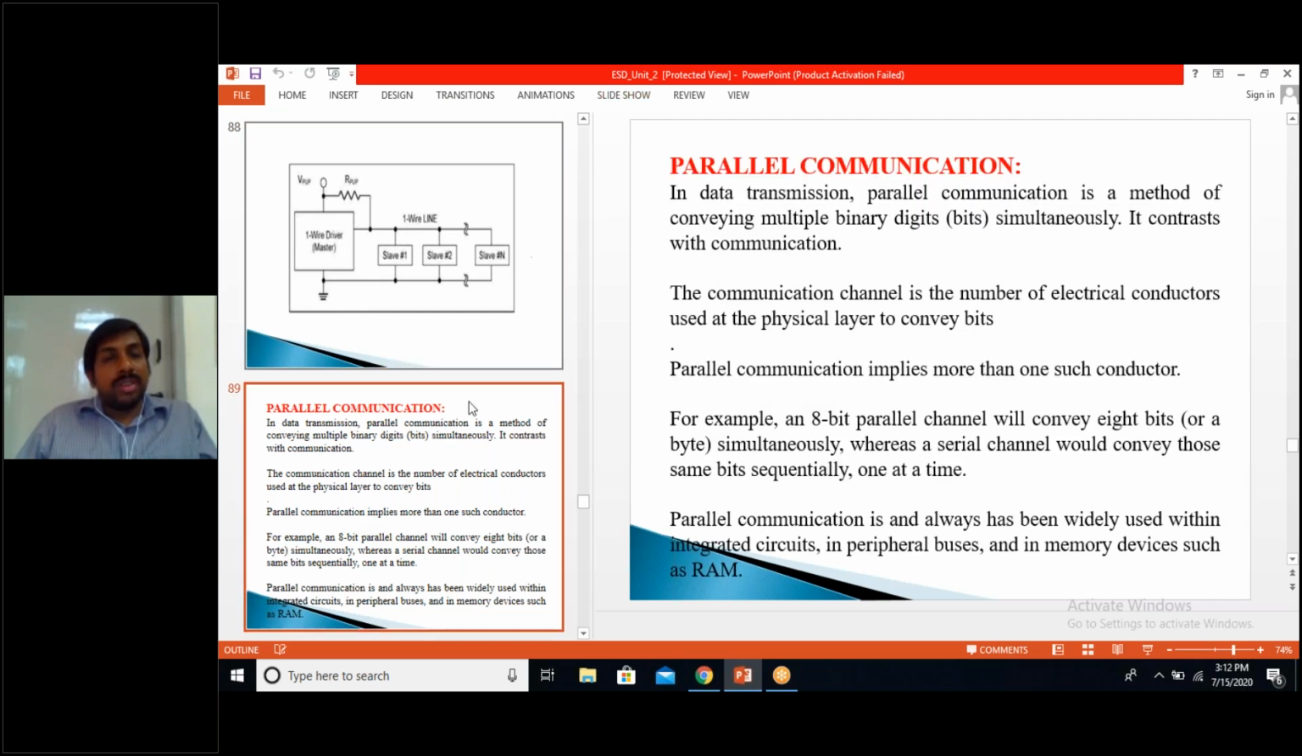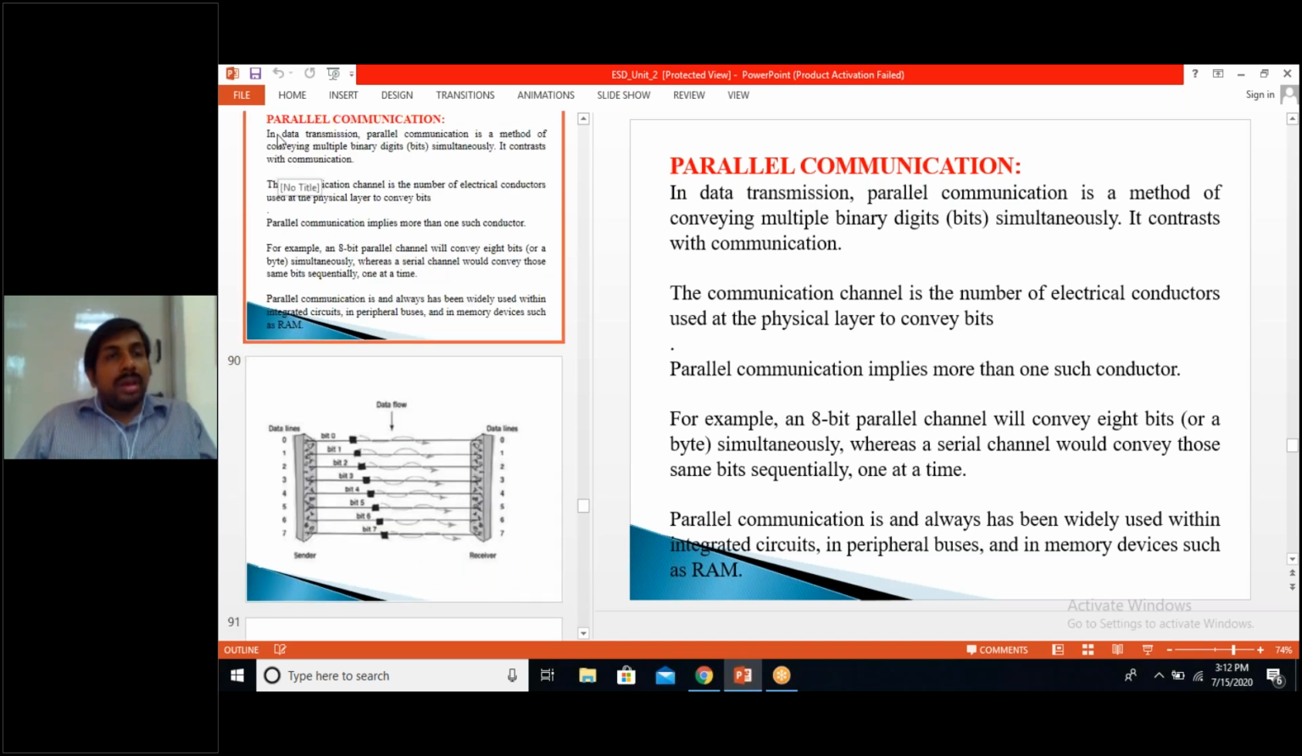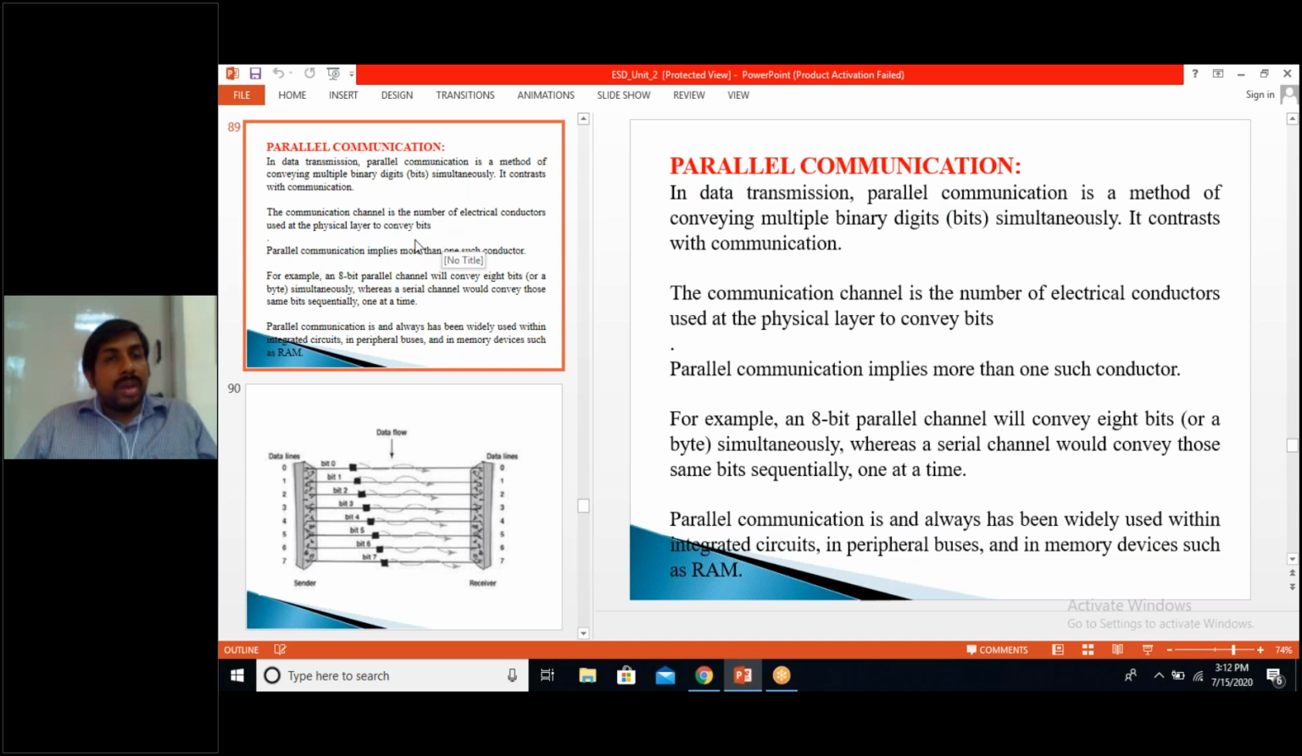The next type of communication is parallel communication. In data transmission, we can also use onboard parallel communication, where multiple binary bits are simultaneously transferred. This communication channel has a number of electrical conductors used at the physical layer to convey the bits. Parallel communication implies more than one such conductor. If you consider 8-bit parallel communication, 8 bits are transmitted simultaneously, whereas serial communication means 8 bits will be transmitted one after another.